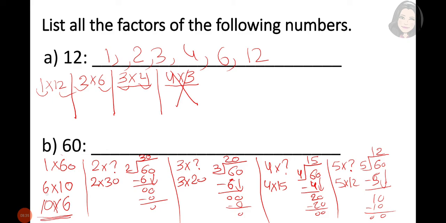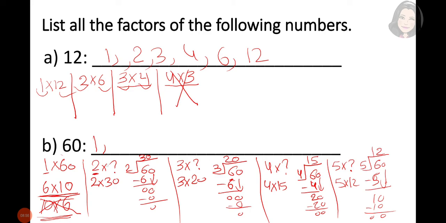Watch out. 10 multiplied by 6 is the same as 6 multiplied by 10. So I'm going to cross these out, and this is a sign that there are no numbers I can multiply together, or factors I can multiply together to get the number 60. Let us now write the factors in order.